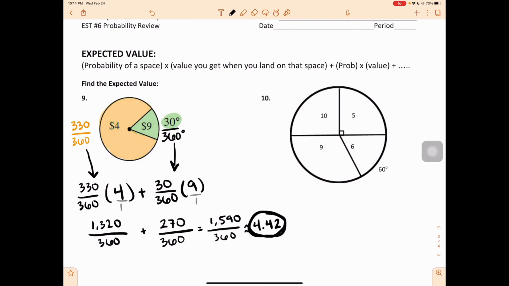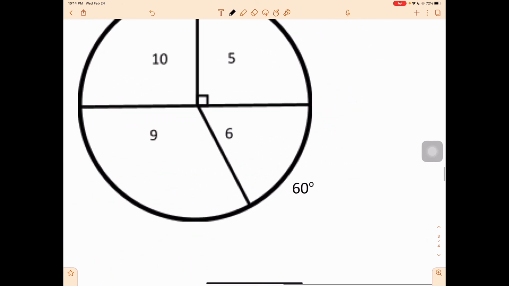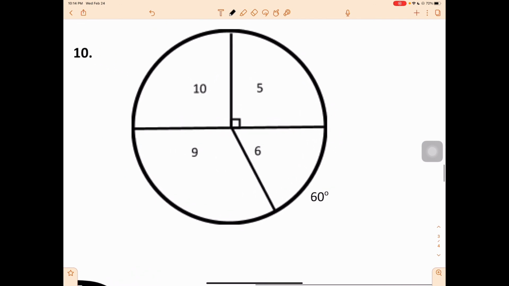All right, this one looks like a little bit more of a challenge over here, number 10. Okay. There we go. All right, so I'm given that this part is 60 degrees. So again, that's 60 out of 360 degrees. This part up here is 90 degrees out of 360. And since this is on a straight line and half of it is 90, it means the other half is 90, because a straight line is 180 degrees. 90 plus 90 is 180.